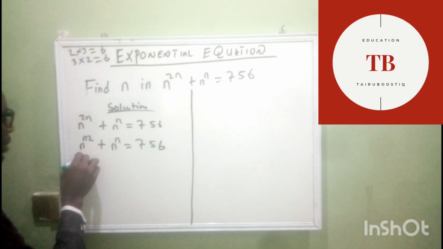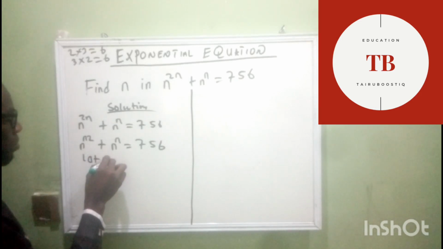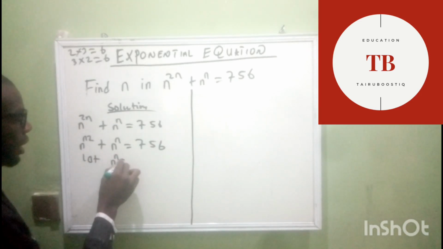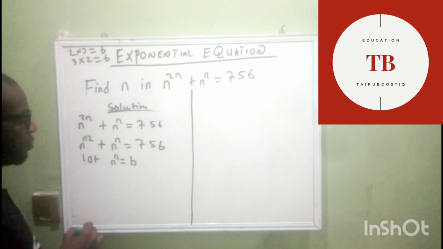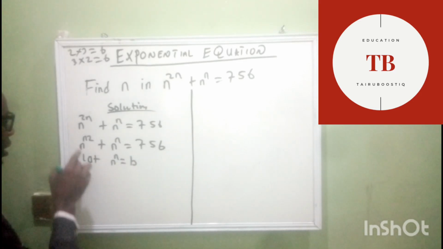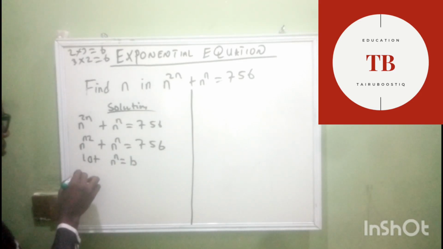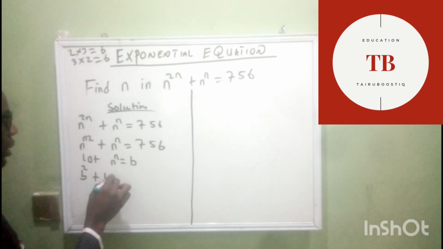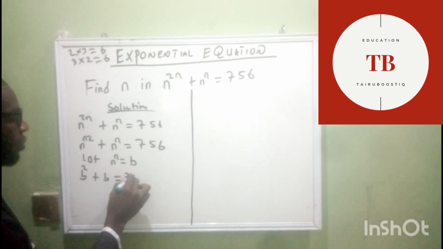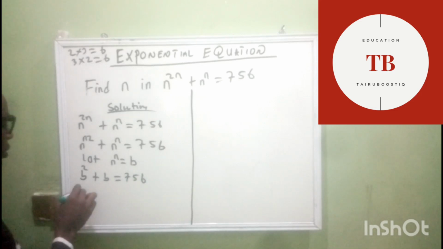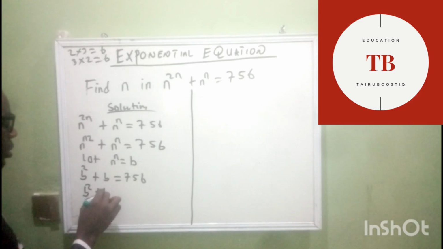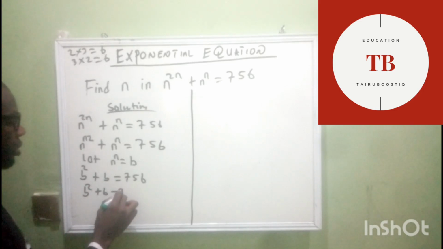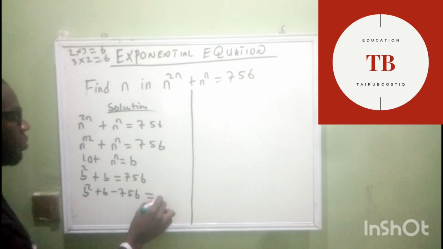Now, what next? I'll let n raised to power n be equal to b, or any letter. Then in place of this, I'm going to put b squared plus ordinary b is equal to 756. You can see it's forming a quadratic equation. So I'll say b squared plus b minus 756 is equal to 0.